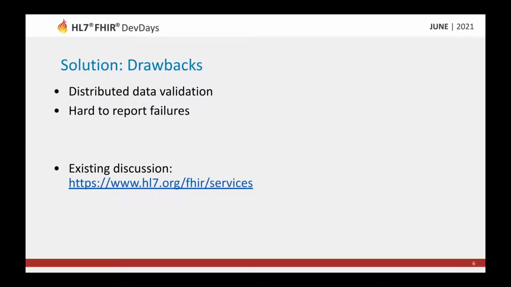This error is then hard to report to the originating service, as it will have moved on with its processing logic. To mitigate this, the schemas themselves need to ensure events will contain valid FHIR as much as possible. There is some existing discussion of trade-offs in using services on the services page of the FHIR site.